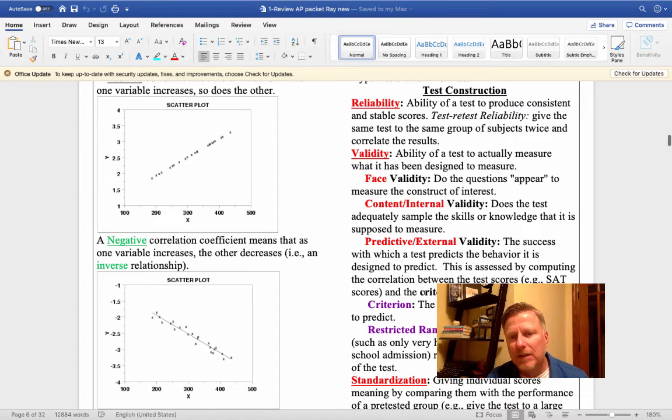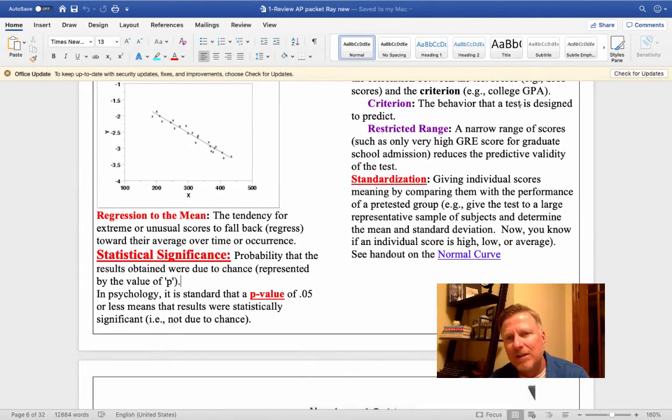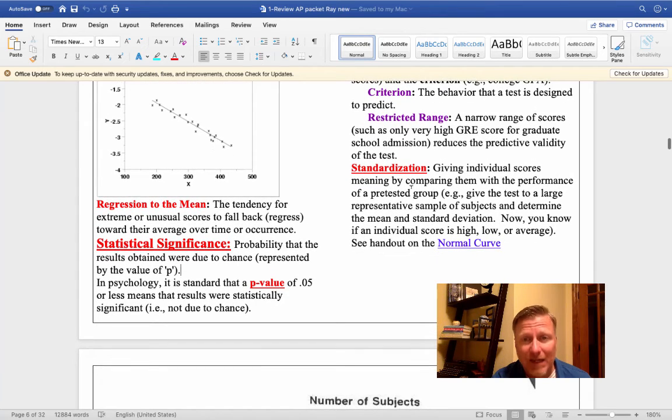External predictive validity means you can generalize to the population. And the criterion is just the behavior that we're testing, IQ, for example. Standardization, that's when we can meaningfully compare your score to a baseline sample of people who already took that test. And we gave enough questions to end up with a bell curve.